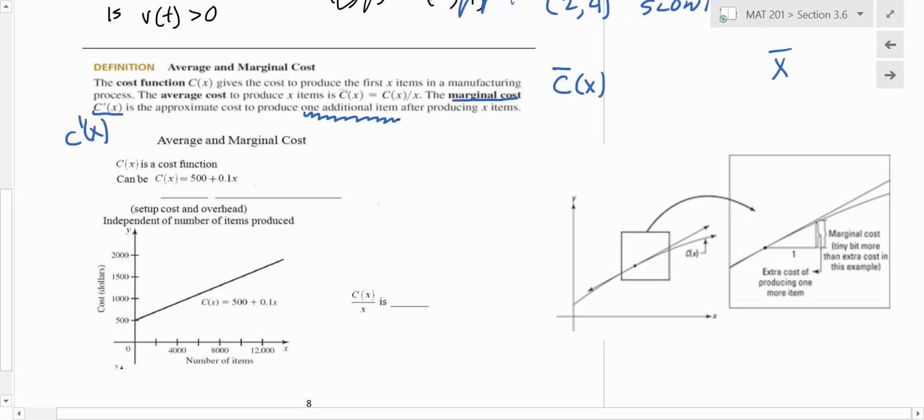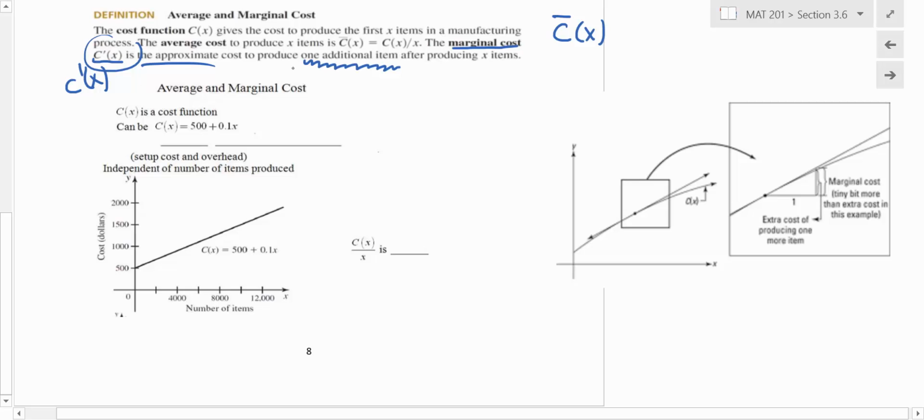Now that is a way to approximate it. A marginal cost is a rate of change of how something's changing as you produce more and more objects. I'll show you what that means: you can use this to approximate. That's the one key thing that I want to show you.